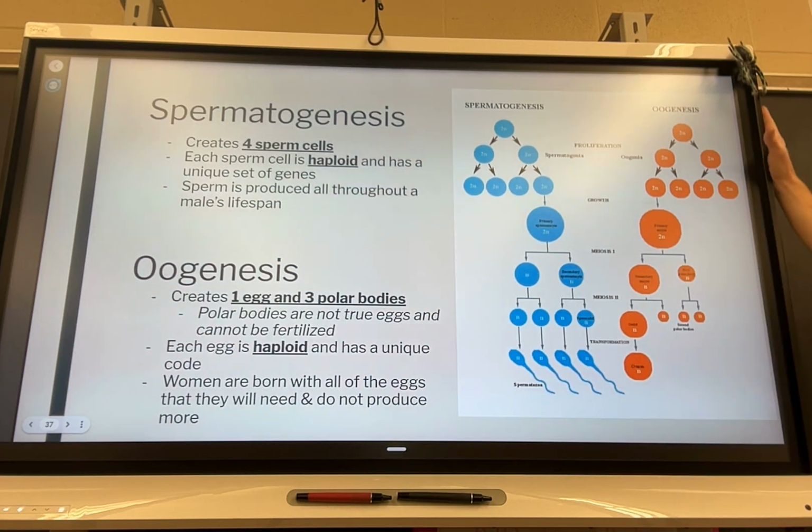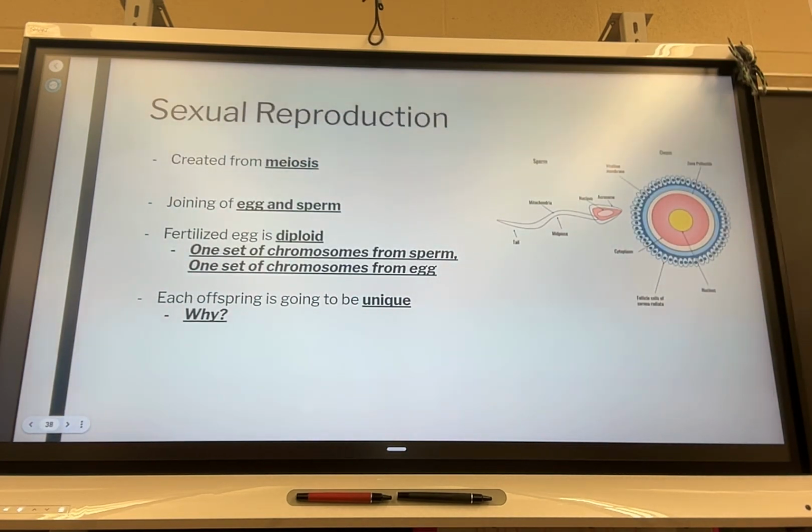So with reproduction, we have two different forms. Anyone think they know what the two forms are? Asexual and sexual. Asexual reproduction we are going to use mitosis, so that's on your last page. Sexual reproduction is going to require meiosis to create our gamete cells. We are going to combine our egg and sperm to create a fertilized diploid egg. One set of chromosomes is coming from the mom, one from the dad, and each offspring is going to be unique.